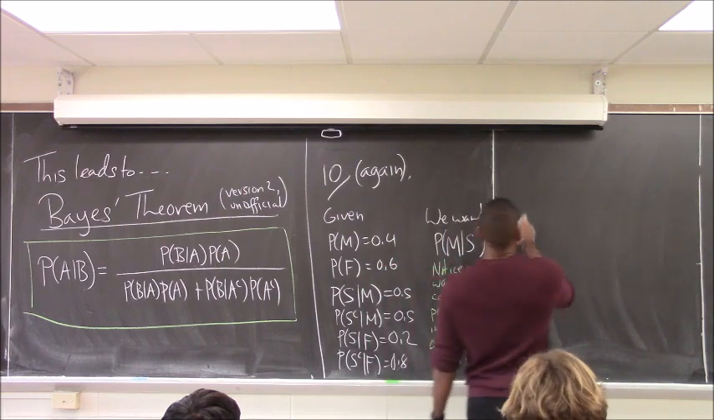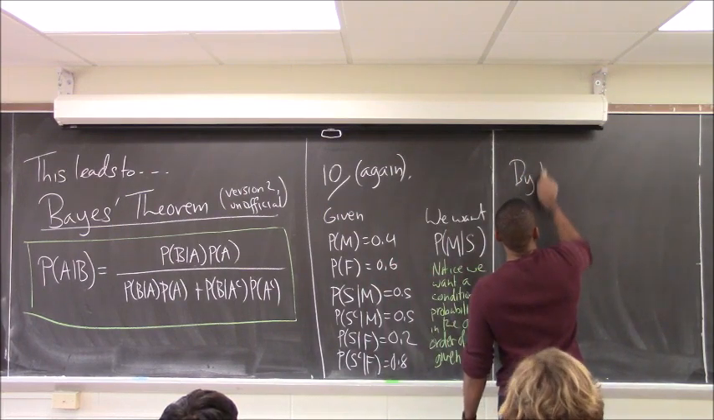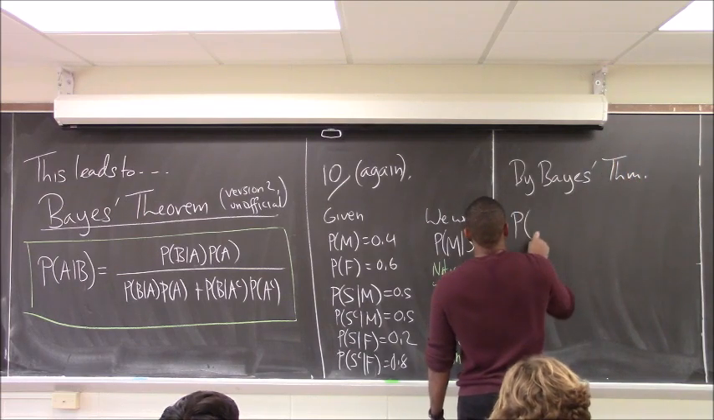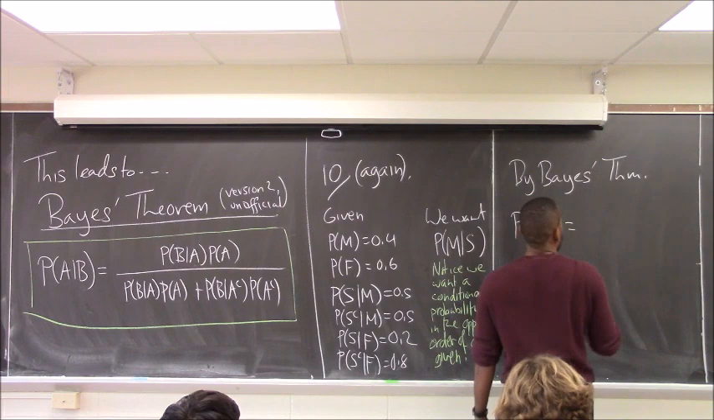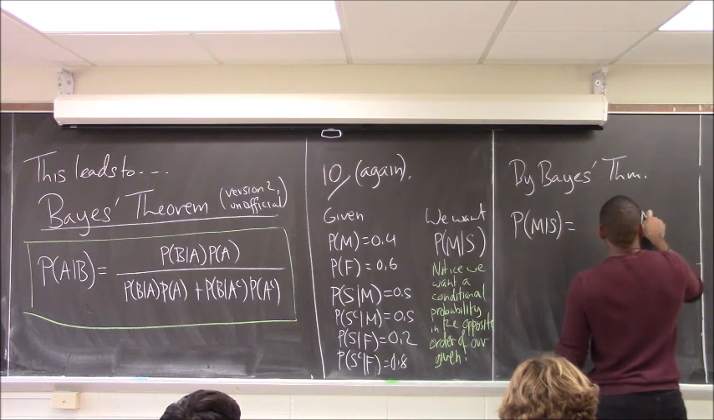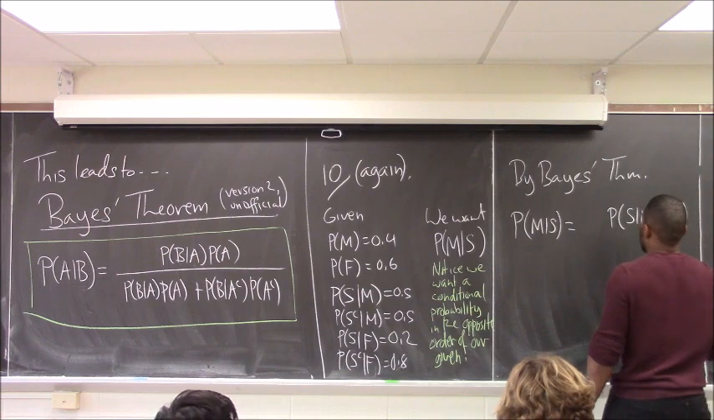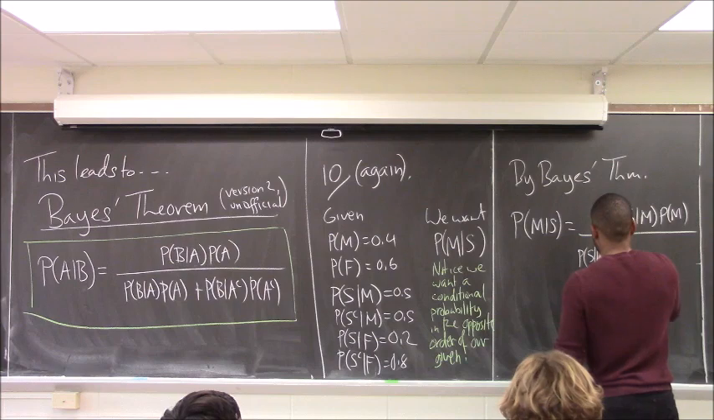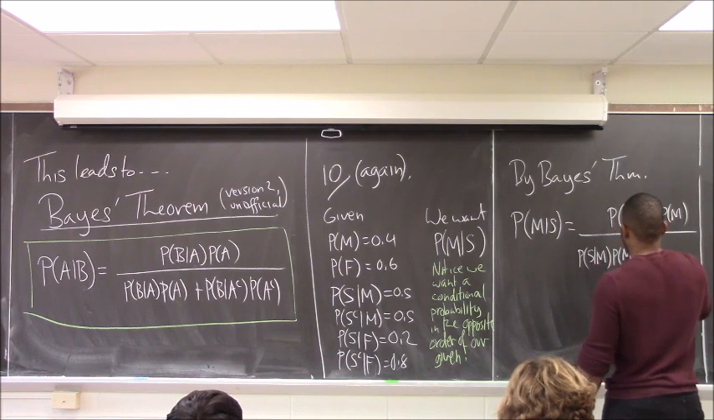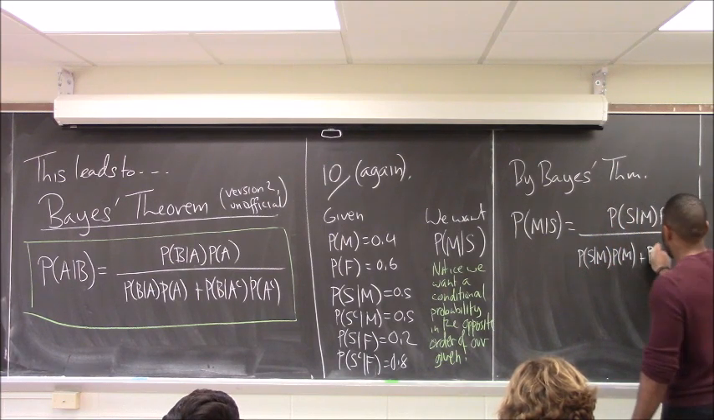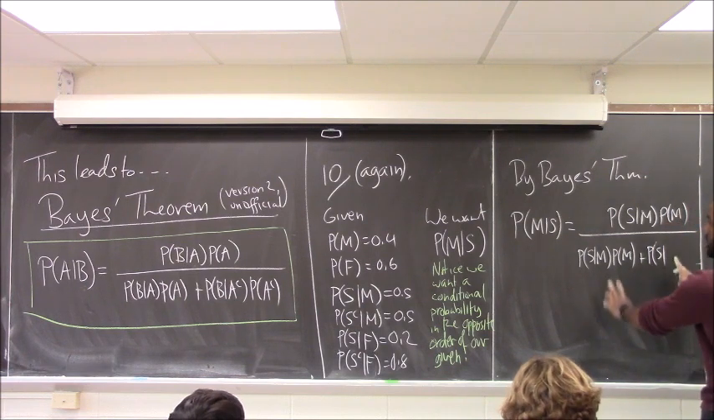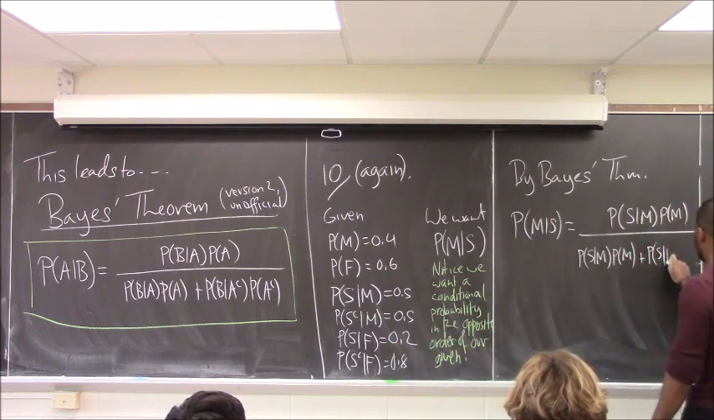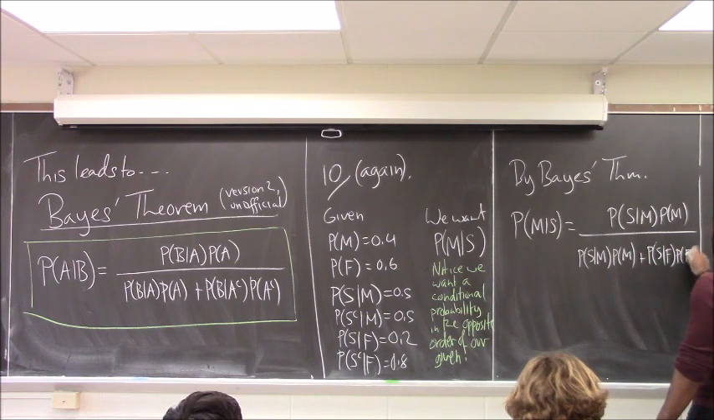I could just say, well, by Bayes' theorem, the probability of M given S is going to be the probability of S given M times the probability of M, over the probability of S given M times the probability of M, plus the probability of S given, well, here your M complement is just the opposite of being a male, which in this case is female, times the probability of being female.